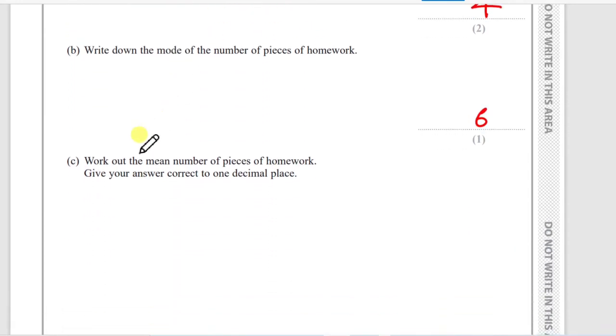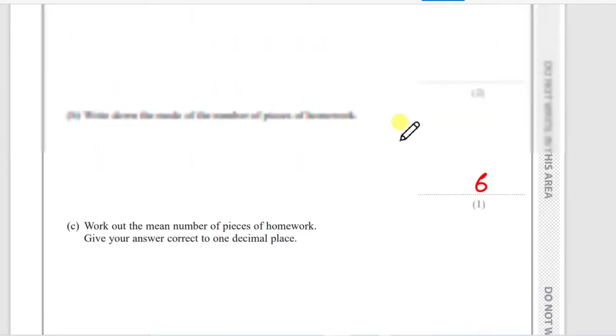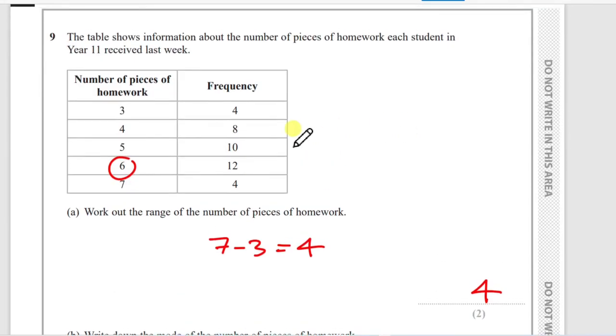Now, work out the mean number of pieces of homework. Give your answer correct to one decimal place. This is where the big math comes in now. So to get the mean, the trick is like this. You need to make a new column and call it fx. Why? Because the frequency would be f and the number of pieces of homework would be x. So that just means you're multiplying f with x.